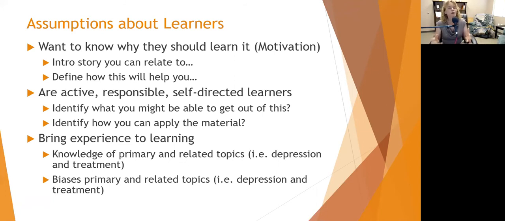So we want to say, what is it that you already know about what causes depression? Or what is it that you already know about what causes addiction? And then we can start working from there and build on what people know, correct any misconceptions, and address those. And people also bring biases to learning as well on the primary and related topics. So they may have their own biases in a parenting class, for example, about how a child who is misbehaving should be handled. They may have their own biases about or against certain types of therapies or interventions, and that's okay.